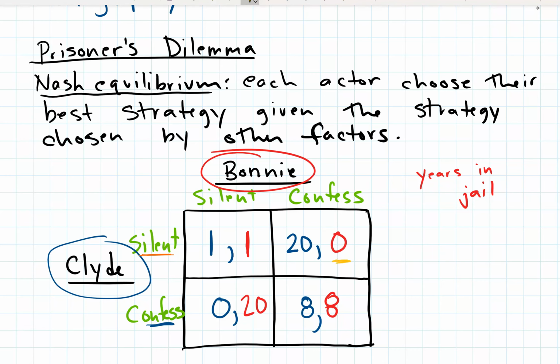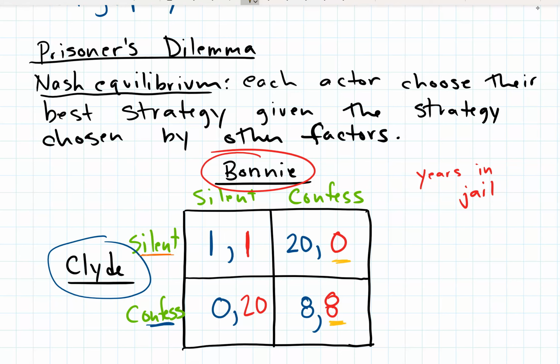And what if Clyde confesses? Well, then the choice is clear: 8 years versus 20 years. Definitely, if Clyde confesses, Bonnie should definitely confess. So either way, the best that Bonnie can do, given either of Clyde's behaviors, is to confess, because Bonnie will get less years for confessing than for not confessing, in either case.